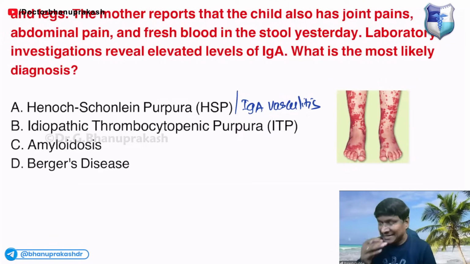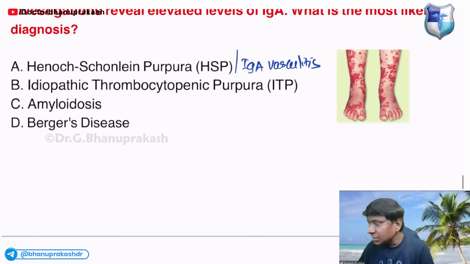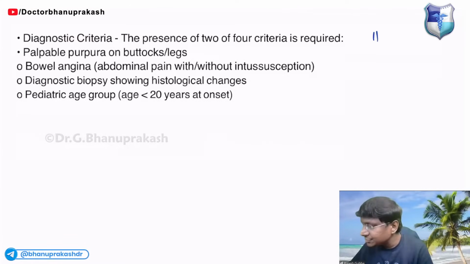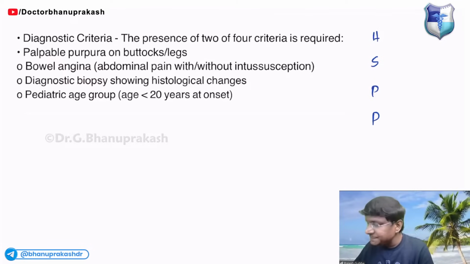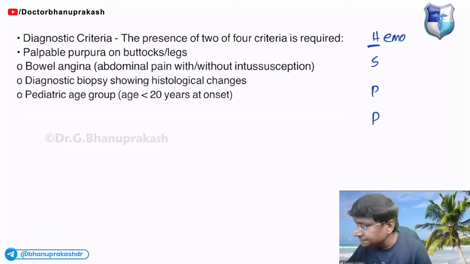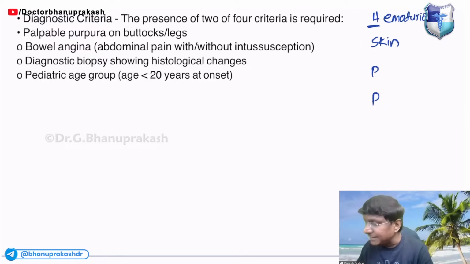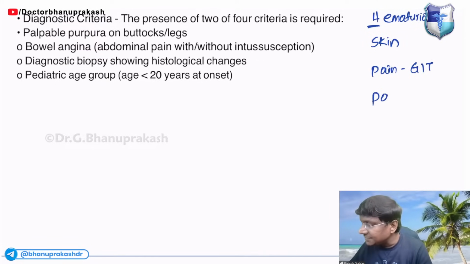Okay. In case of Henoch-Schonlein purpura, you should have a tetrad. What is that particular tetrad? The tetrad is H, S, and P, and P I will write two times. What is H? H stands for hematuria. S stands for skin abnormality, which will be in the form of palpable purpura. P stands for pain in the abdomen, and another P stands for pain in the joints.